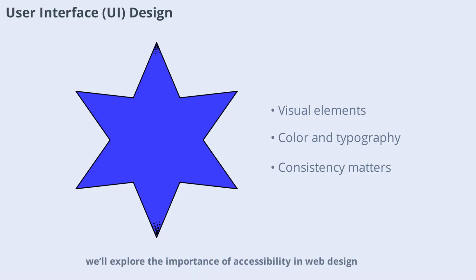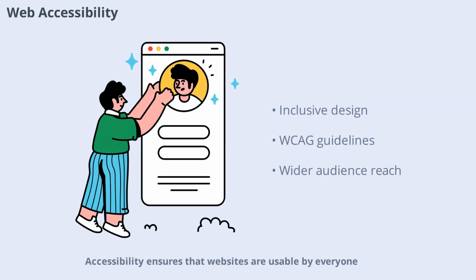Next, we'll explore the importance of accessibility in web design. Accessibility ensures that websites are usable by everyone, including people with disabilities. Developers follow guidelines like the Web Content Accessibility Guidelines, WCAG, to make sites more inclusive. This includes providing alternative text for images, keyboard navigation, and sufficient color contrast. Accessible websites reach a wider audience and comply with legal requirements.